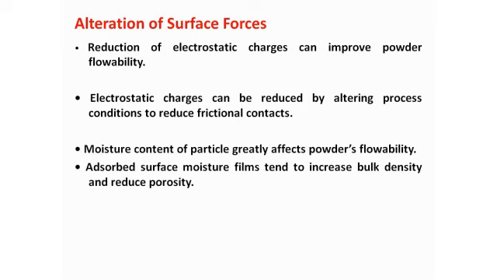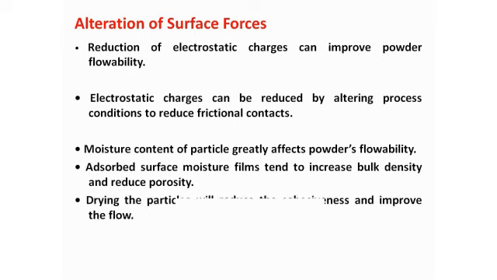The next thing is the moisture content. We all know that the moisture content of the particle generally affects the flowability. Moisture may be absorbed on the surface of the solid particle, that is, the drug, and may form a film. This is known as a moisture film, and it tends to increase the bulk density and reduce the porosity of the powder. So it affects the flowability. The moisture content affects the flowability of the powder.